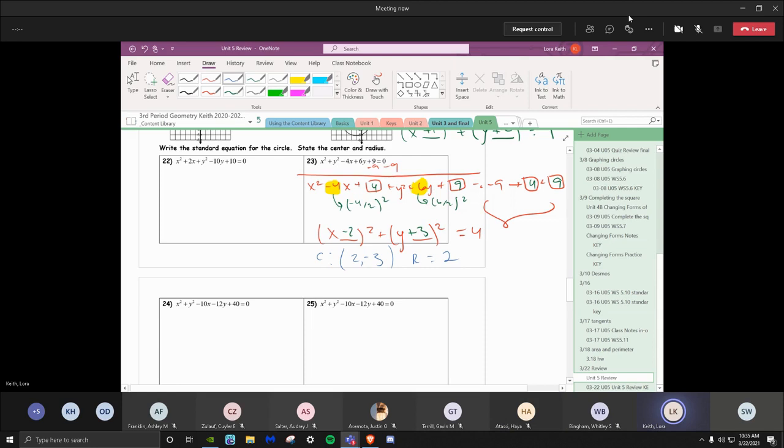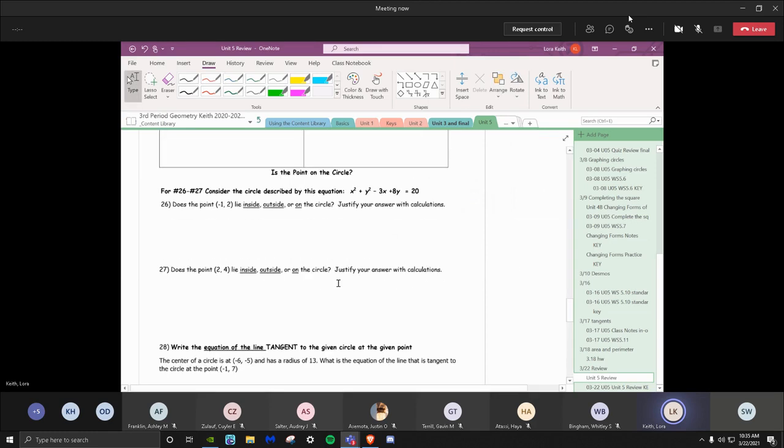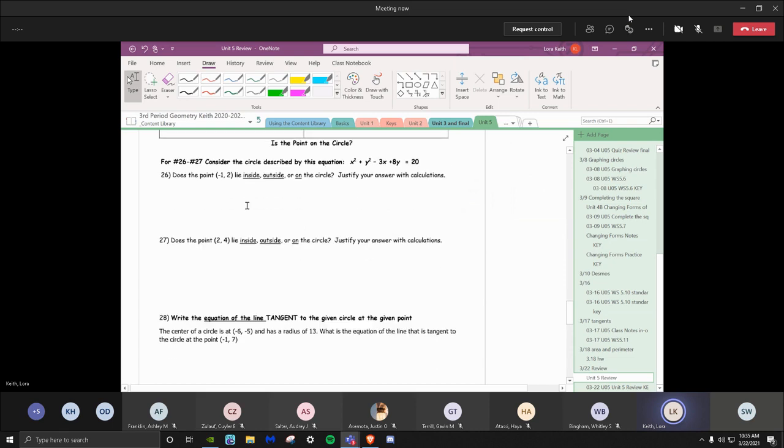Okay, good. Let me know if you guys have any questions as I'm going over this. I'm kind of going quickly just because we've already done this so often. Okay, so you also need to know if a point is on the circle, outside the circle, or in the circle, and you also need to know tangent lines. We did both of these on one day last week. Okay, so let's do number 27.